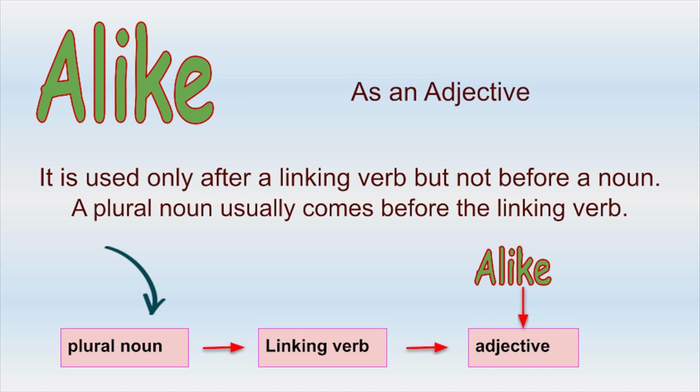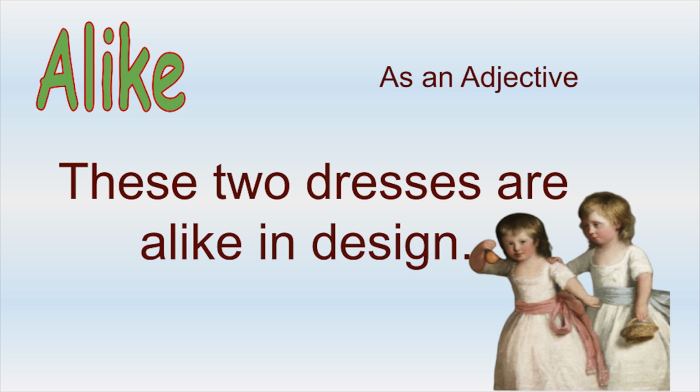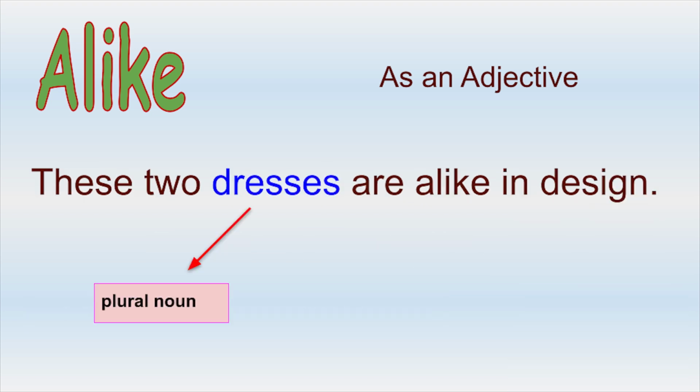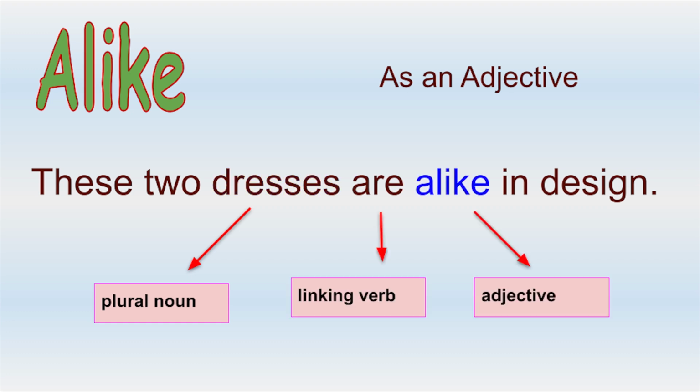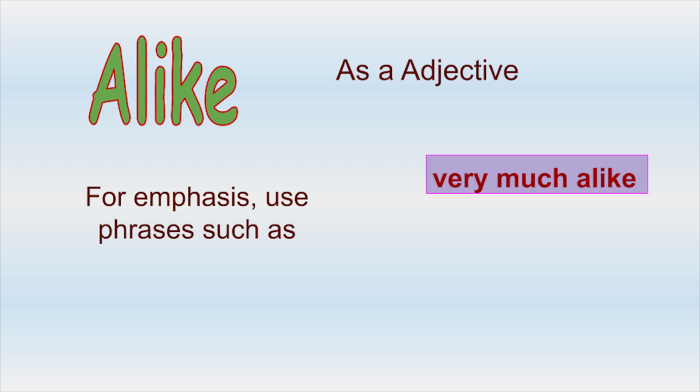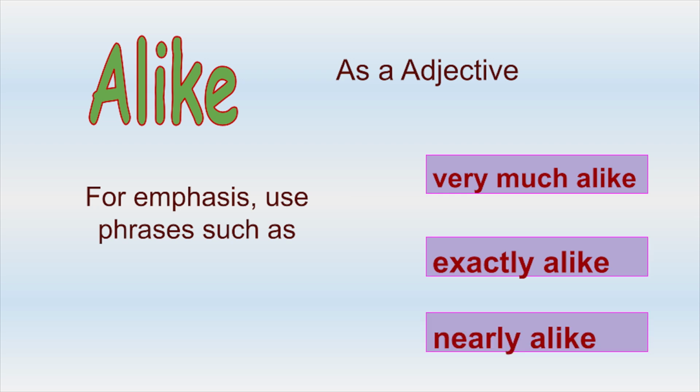For example, these two dresses are alike in design. This is saying the dresses are almost the same. So we have a plural noun, dresses, plus our linking verb, are, followed by our adjective, alike. For emphasis, we may use phrases such as very much alike, exactly alike, and nearly alike.